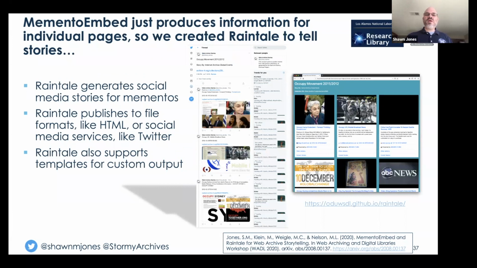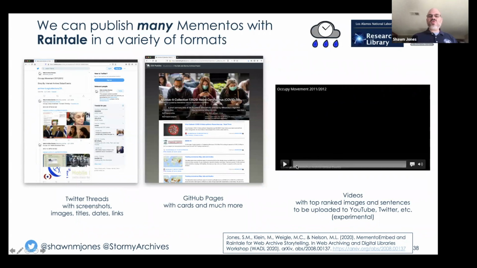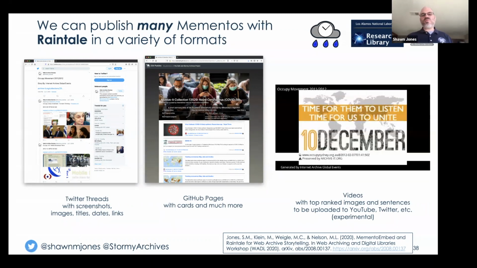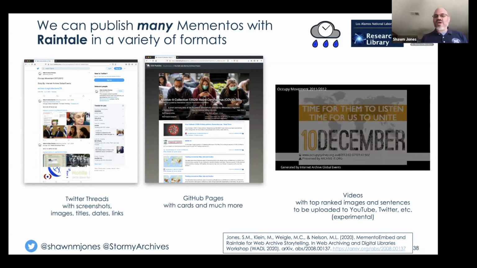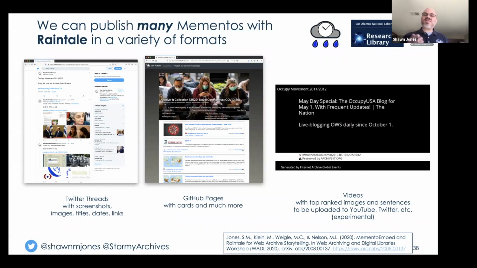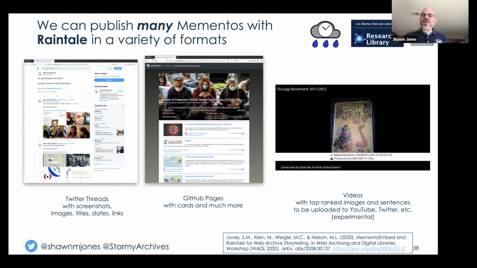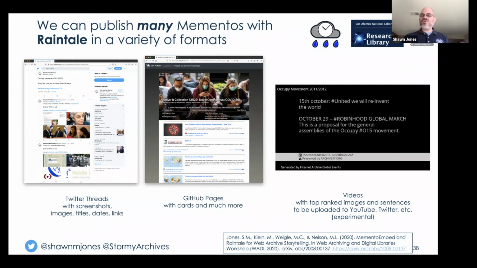With Raintale. We created Raintale to tell stories with mementos. It publishes to file formats like HTML or social media services like Twitter. It also supports templates for custom output. And we can publish many mementos with Raintale in a variety of formats, such as Twitter threads that I mentioned on the previous slide, or GitHub pages with cards and so much more, or videos as you see on the right. And this is another experiment where we're extending the doc reel concept to entire collections with the top ranked images and sentences suitable for YouTube or Twitter.